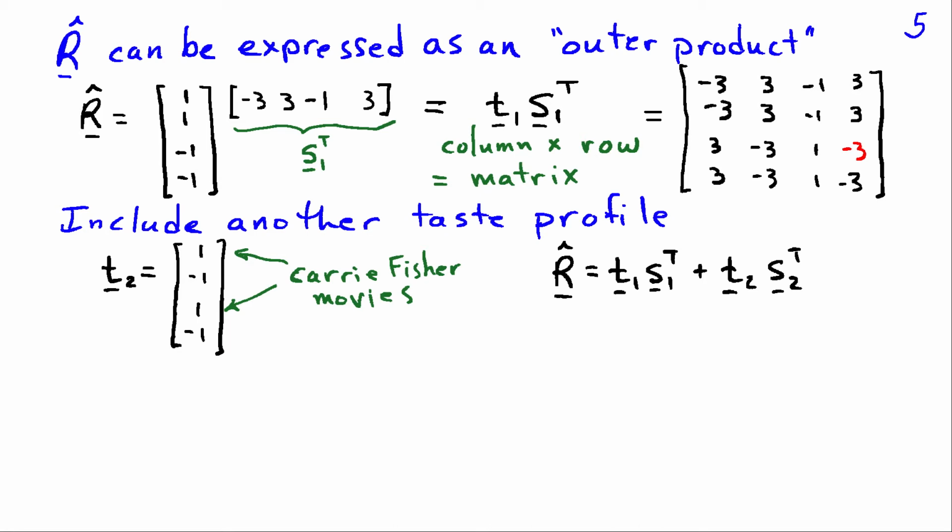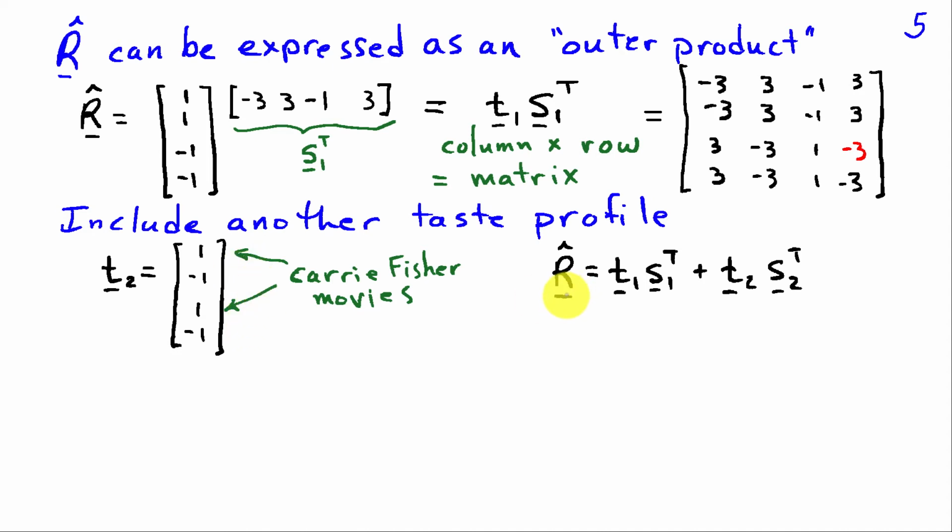Well, what if we get a little more sophisticated? We know that The Last Jedi and When Harry Met Sally are both Carrie Fisher movies. So what if someone has a preference for Carrie Fisher movies relative to movies that don't have Carrie Fisher in a leading role? So we'll define another taste profile, T2, which will have +1 in the positions corresponding to Carrie Fisher movies and -1 corresponding to the positions that are non-Carrie Fisher movies. So again, if we apply a weight to this, that size of that weight is going to tell us that user's preference with respect to Carrie Fisher being in a movie or not.